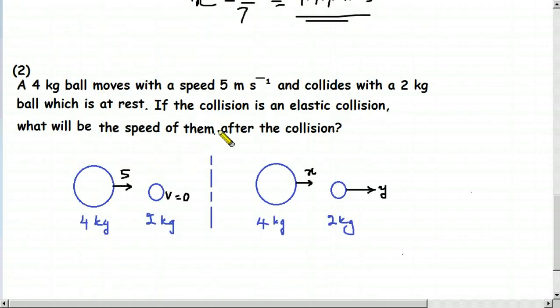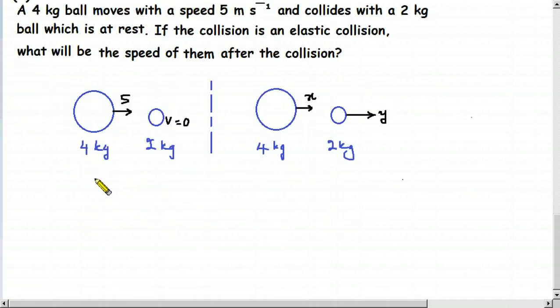Without considering whether it is an elastic or inelastic collision, we can start by writing the conservation of linear momentum law. That means we have to write the mv terms. So what is the mv term here? 4 times 5, and here since the velocity is 0, we don't have to write it because 2 times 0 is 0.